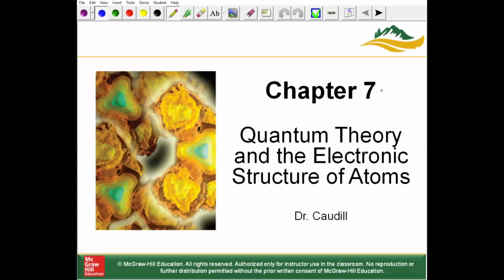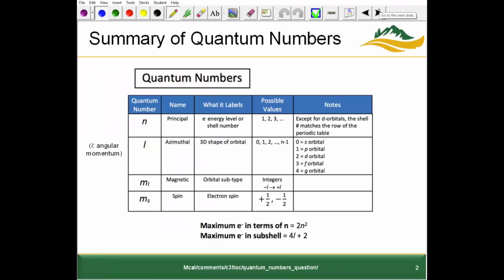Hello all, welcome back to Chapter 7b, so still quantum theory and the electronic structure of the atom. We saw this table in the last part in Chapter 7a, on quantum numbers n, l, m sub l, and m sub s. L we've been referring to as the angular momentum quantum number, and then these are a few different equations that could be helpful. The maximum number of electrons in terms of n, the principal quantum number, is 2n squared.